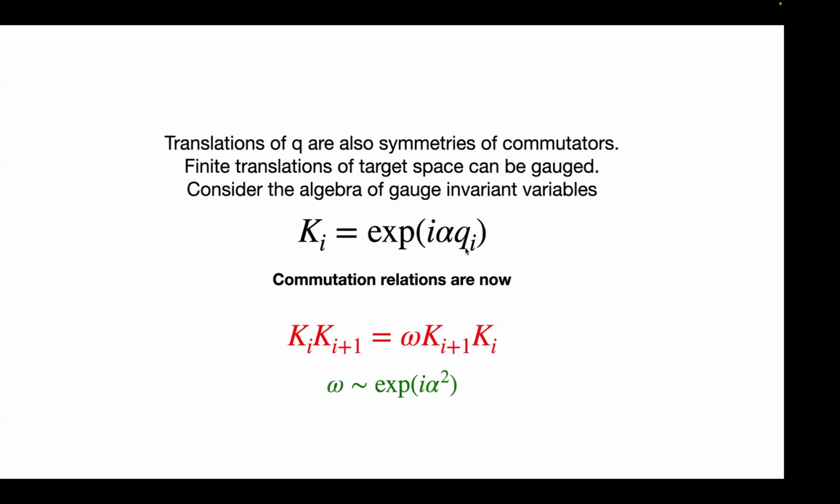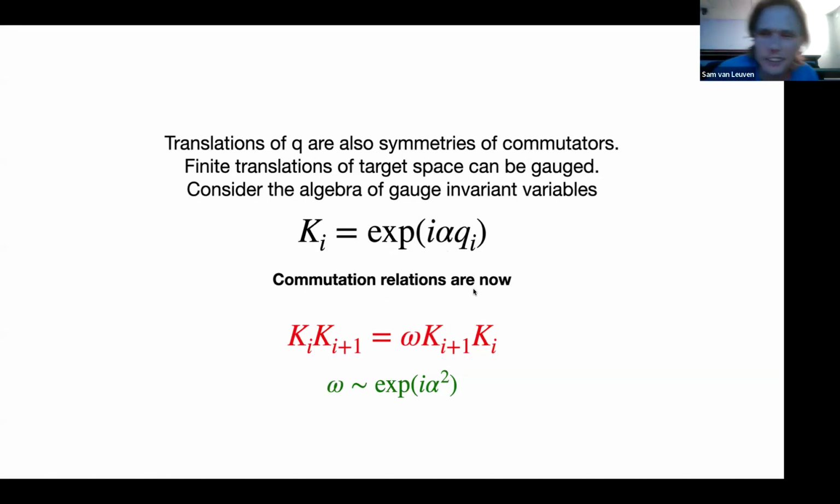So I can gauge all these translations of the Q variables. I'm going to go straight to a set of gauge-invariant variables of the Qs, which are these exponentials of the Qs. And if I pick some periodicity for the little Qs, I get some K that is fixed by that periodicity, which basically is fixing alpha.